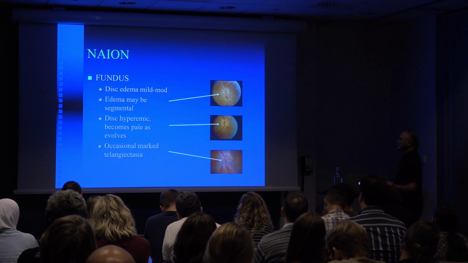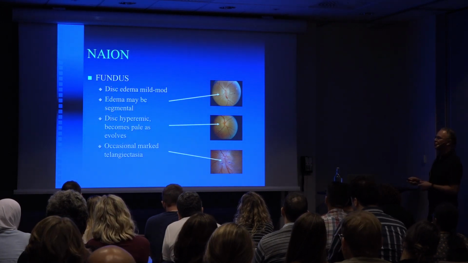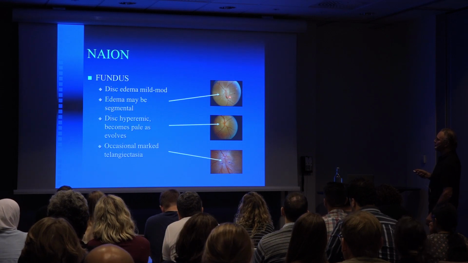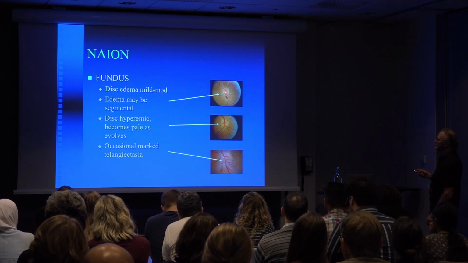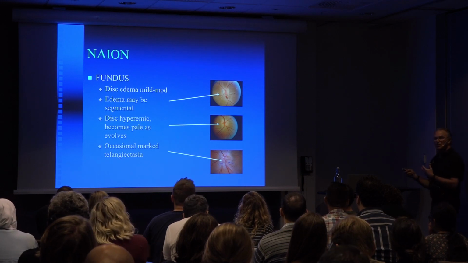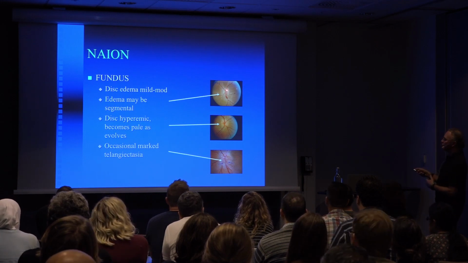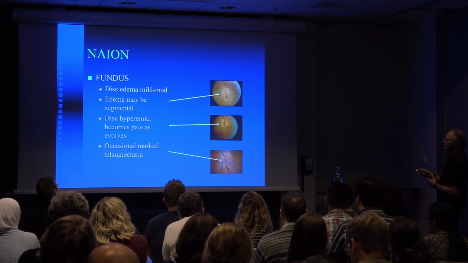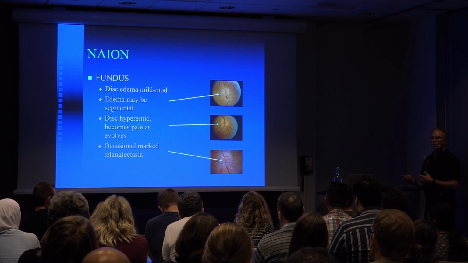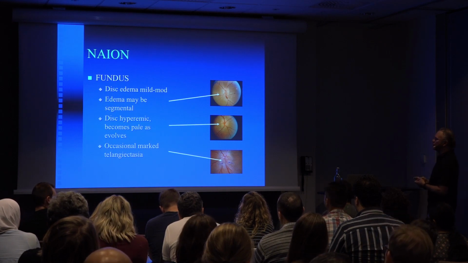The fundus in these cases, typically the amount of edema is relatively mild to moderate. It may be segmental, and if it's this kind of a picture in which there's more edema here than here, this sort of indicates that there are actually possibly two events in this case. This one was older, and this is a more recent event. But anytime you have that segmental edema of the disc, most often you're talking about ischemic optic neuropathy.